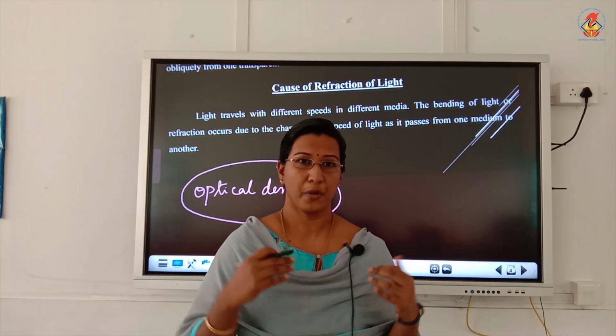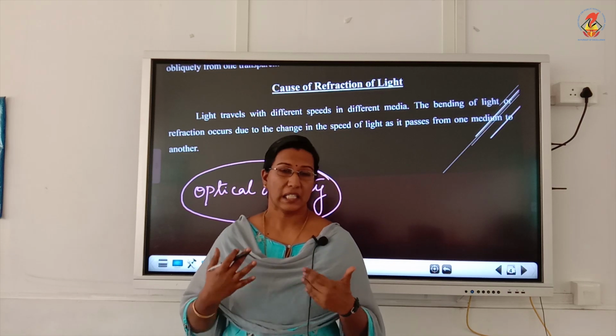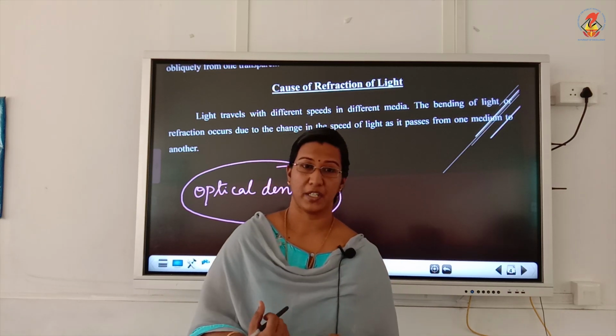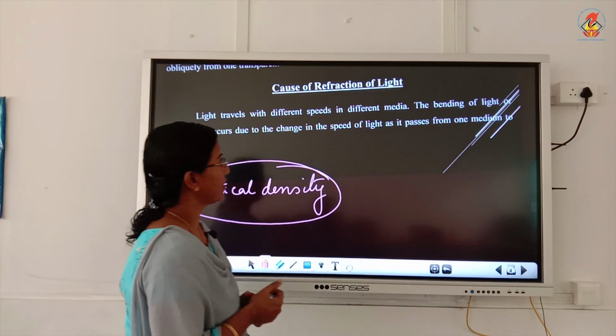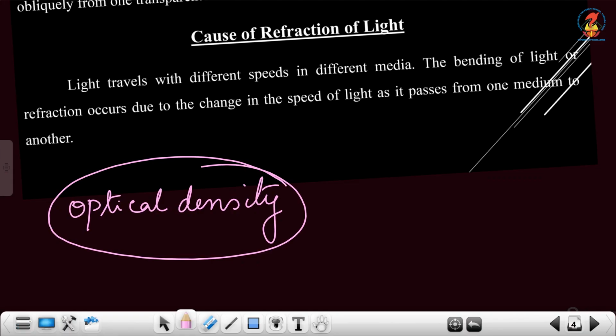You can explain optical density either in terms of how much light is being absorbed by the new second medium or by the variation in speed. So, refraction is caused by the variation of speed of light when it travels from one medium to another.